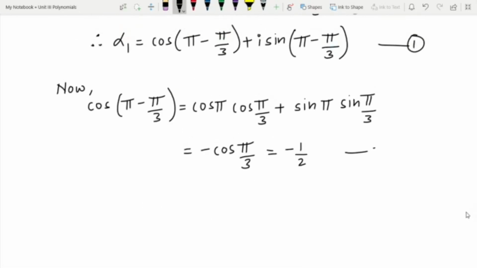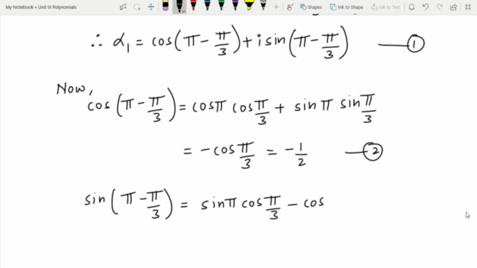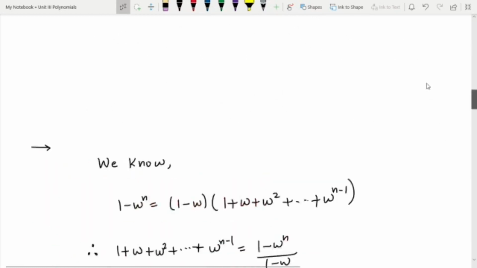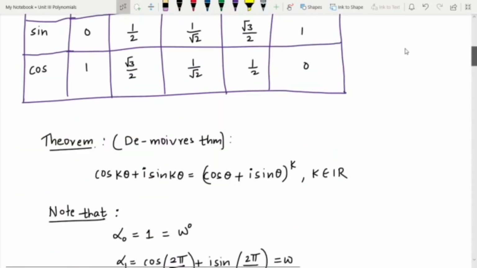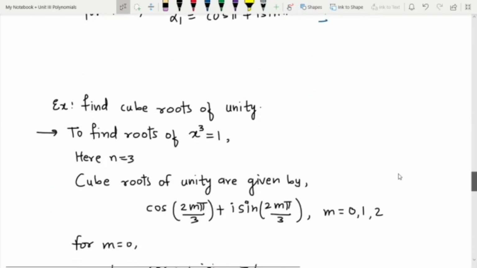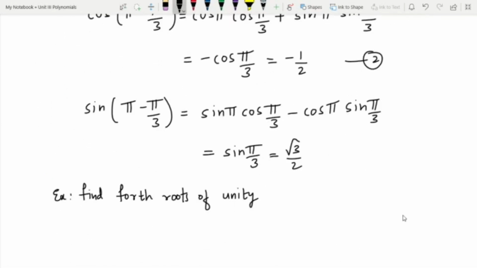I'll call it sum 2, and now we are going to find sine of pi minus pi by 3, which will be sin a cos b minus cos a sin b. Now sin pi is 0, cos pi is minus 1, so it will be sine of pi by 3. And what is sine of pi by 3? We'll go back and check it. So sine of pi by 3 is root 3 by 2. I'll call it 3.